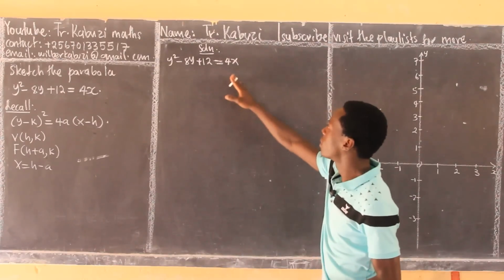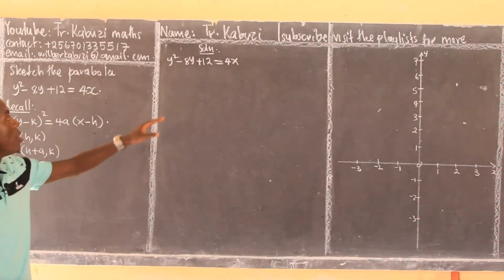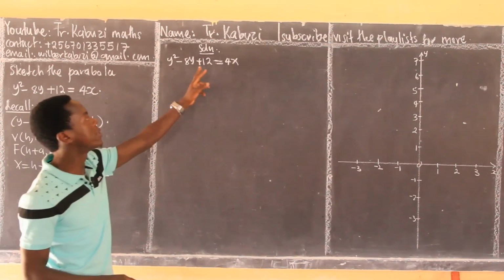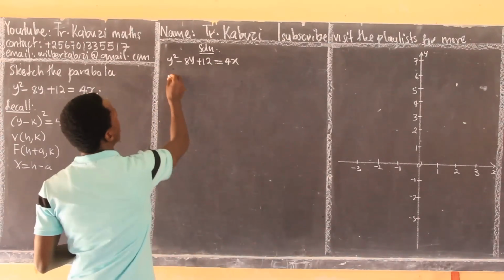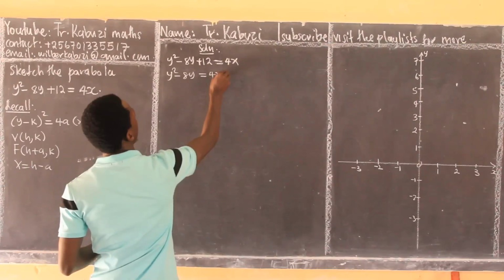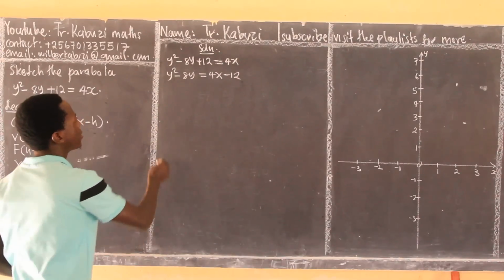So now, this is the question I have, so I'm going to complete squares for it so that I can express this equation in this form. What I'm going to do, I'm going to start by taking this total to the other side. So I have now minus 12. Then I complete squares for this.